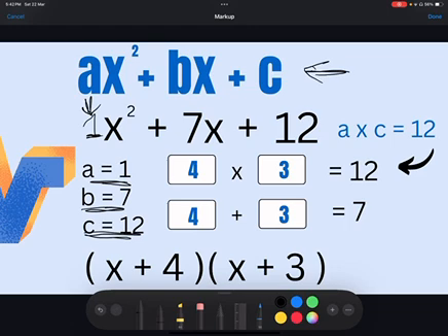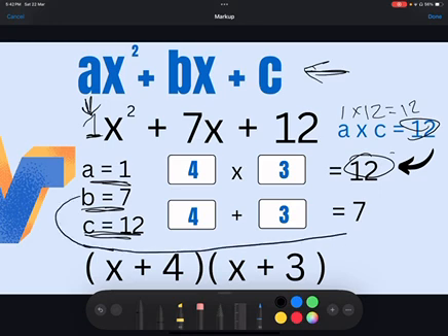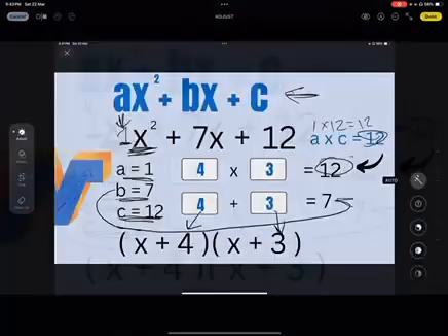A times c, which is 1 times 12, equals 12. And then we bring this 12 over here, and the b over here. We find two numbers that when multiplied equal 12 and when added equal 7. The two numbers are 4 and 3. So we bring the 4 here, x plus 4 in parentheses, because our variable is x. And we bring the 3 here, x plus 3 in parentheses, because our variable is x. That's the first example.